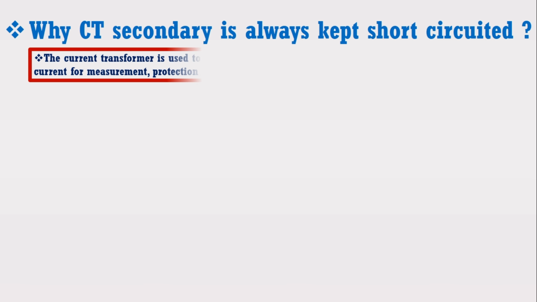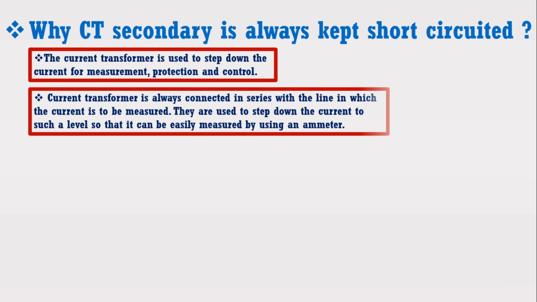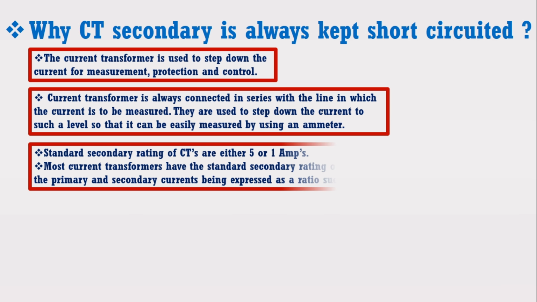We know that the current transformer is used to step down the current for measurement, protection and control. Current transformer is always connected in series with the line in which the current is to be measured. They are used to step down the current to such a level so that it can be easily measured by using an ammeter. Standard secondary rating of CTs are either 5 ampere or 1 ampere.